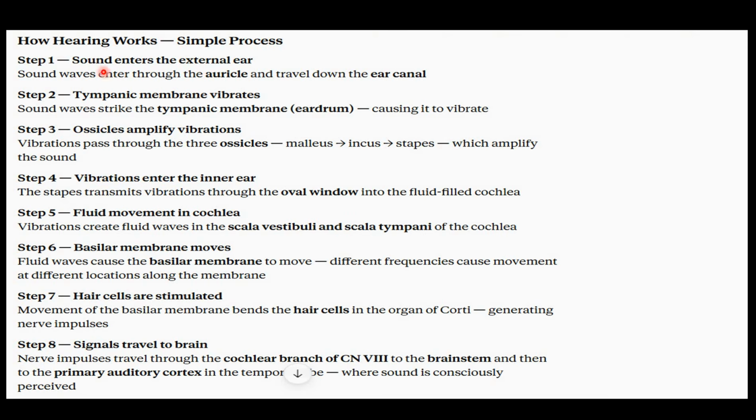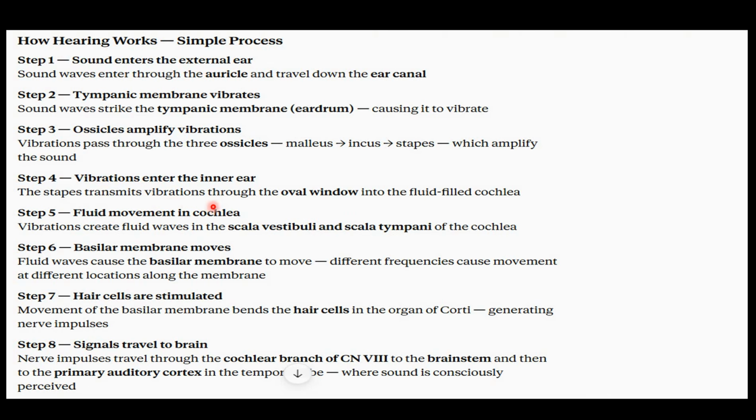First is step 1, where sound enters the external ear. Sound waves enter through the auricle and travel down the ear canal. Then we have step 2, where the tympanic membrane vibrates: sound waves strike the tympanic membrane, also known as the eardrum, and cause it to vibrate. After that, the ossicles amplify the vibration. That means these vibrations pass through the 3 ossicles, which are the Malleus, Incus and Stapes, which amplify these sound waves.